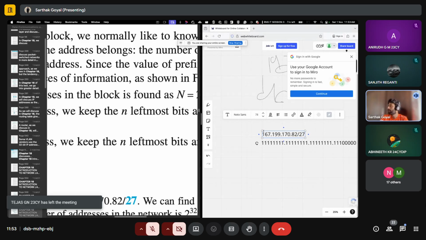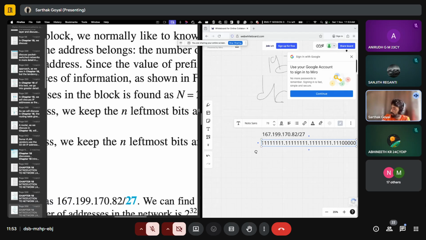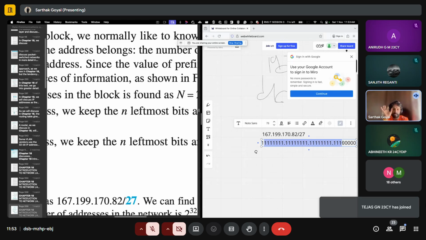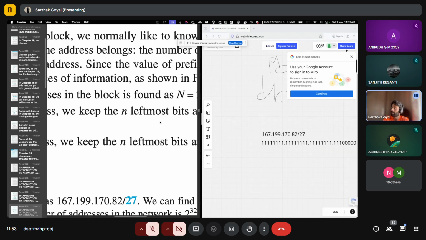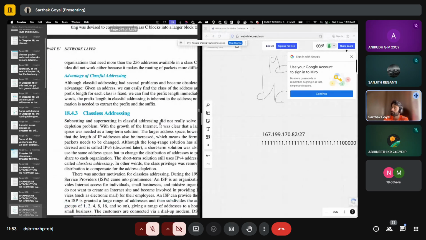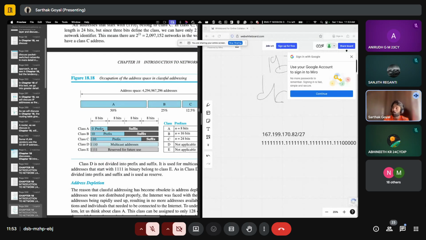167.199.170.82/27 tells us this. That means this much prefix length is already taken by the first 27 bits. The /27 indicates that the first 27 bits in that IPv4 address have been taken by the subnet, or the network ID. Remember this, I forgot to mention it: the prefix always tells us the network ID. The suffix part, that is the ending part, tells us what exactly is the host.